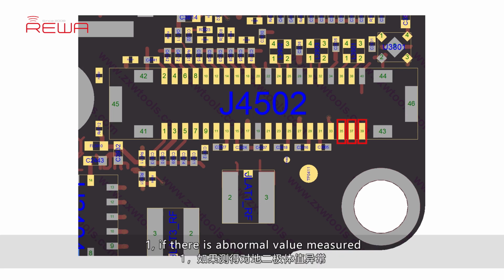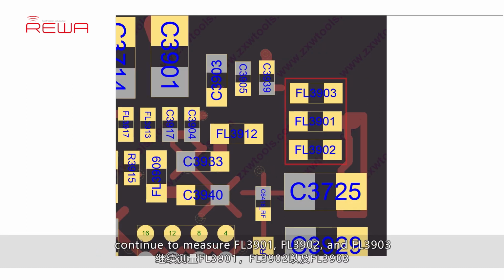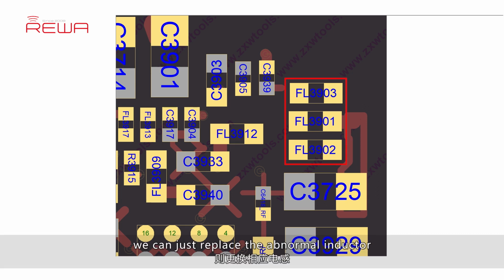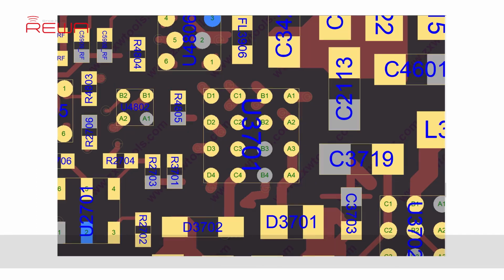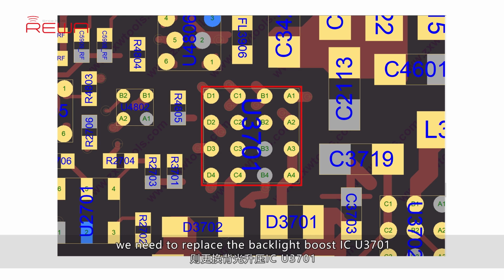1. If there is abnormal value measured, continue to measure FL3901, FL3902, and FL3903. If any of the three inductors is abnormal, we can just replace the abnormal inductor. If the problem remains unresolved, we need to replace the backlight boost IC U3701.